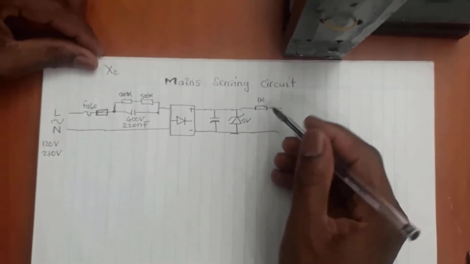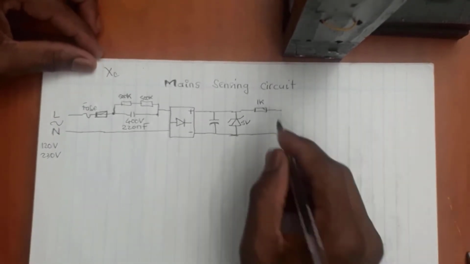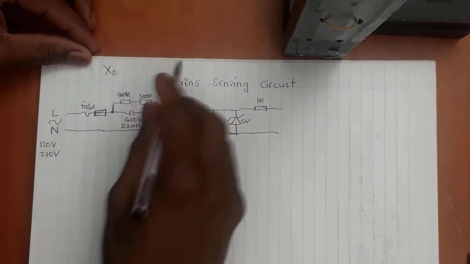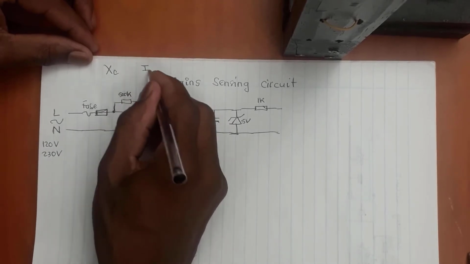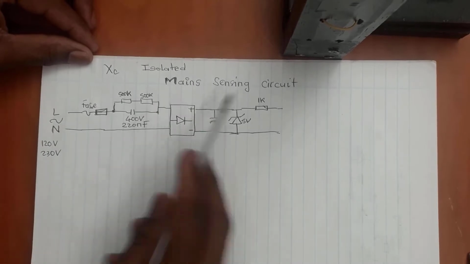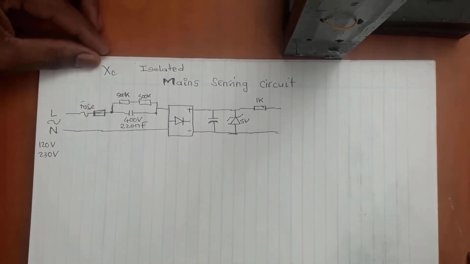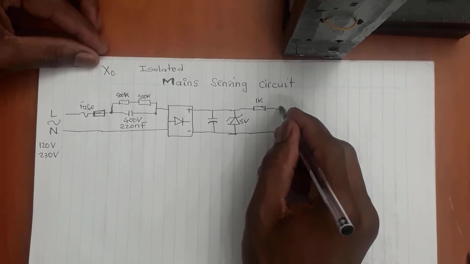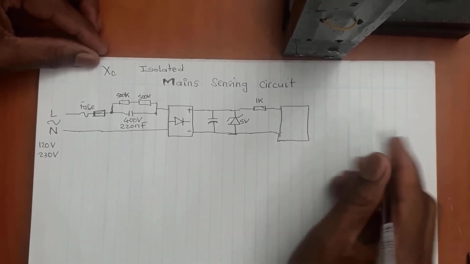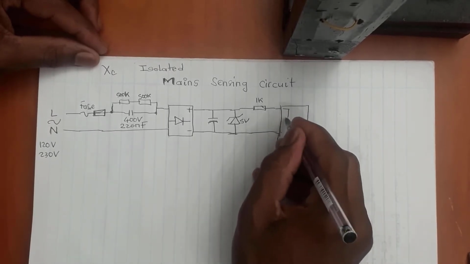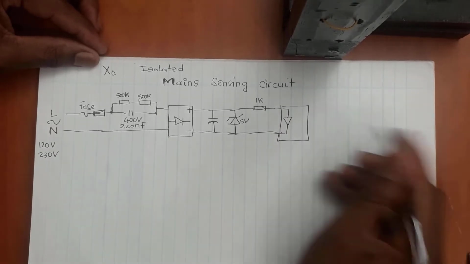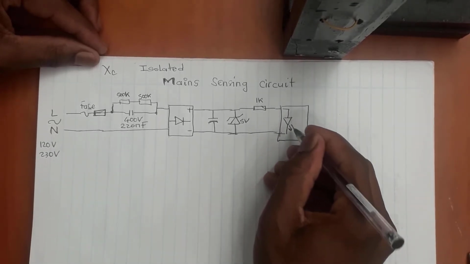Now the next thing is to connect our isolator, an optocoupler. I forgot to mention that this circuit is actually an isolated MEMS sensing circuit. So we're going to connect an opto isolator here, and once again, I'm just going to build it as a block. We know that an opto isolator is a device that has a diode, an LED, inside of it that is connected like this. A light emitting diode.